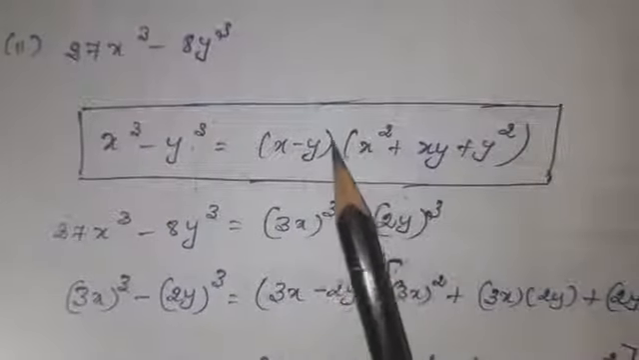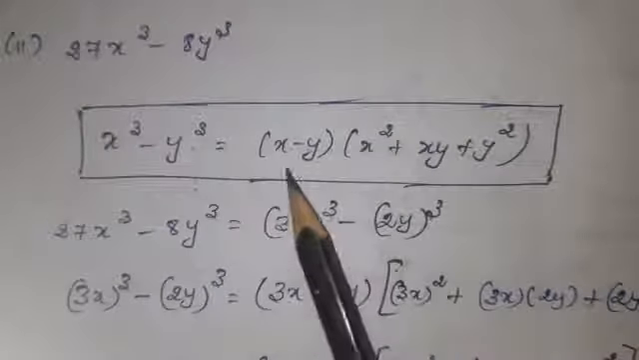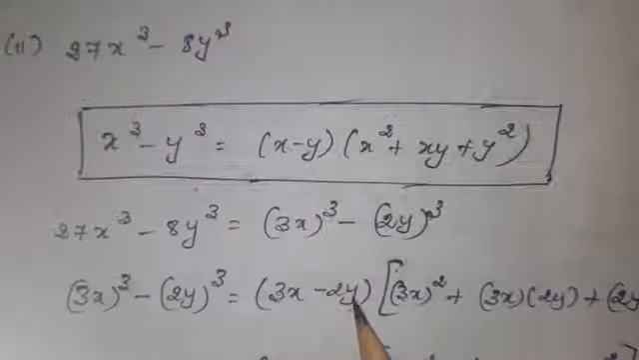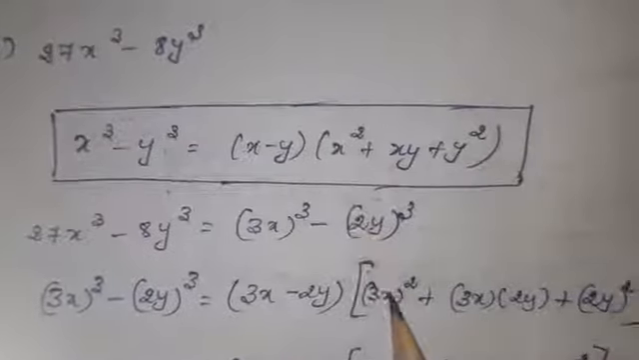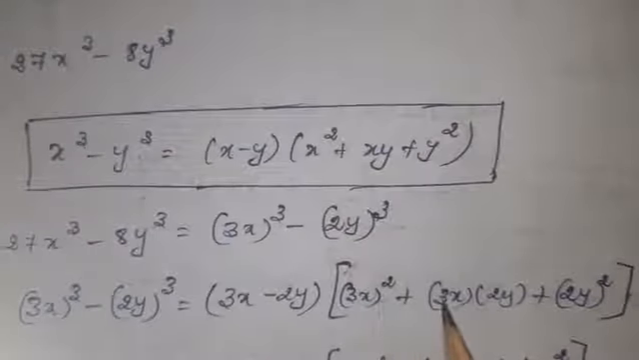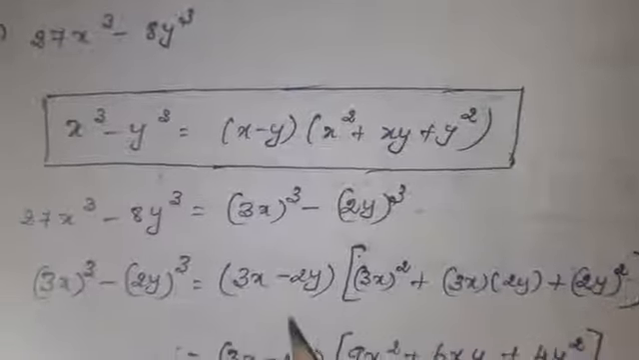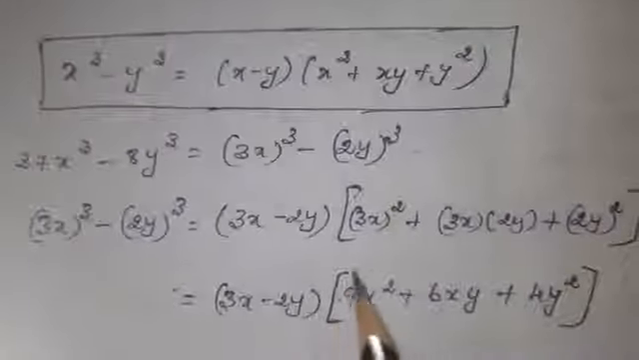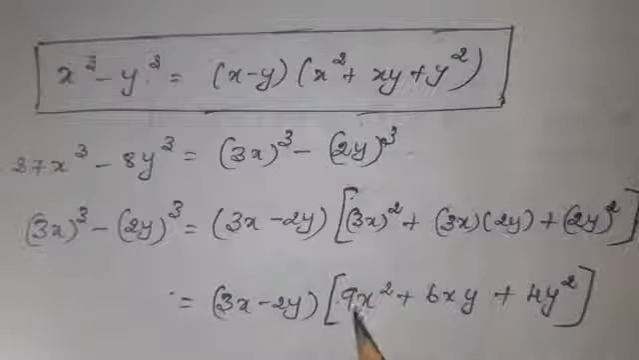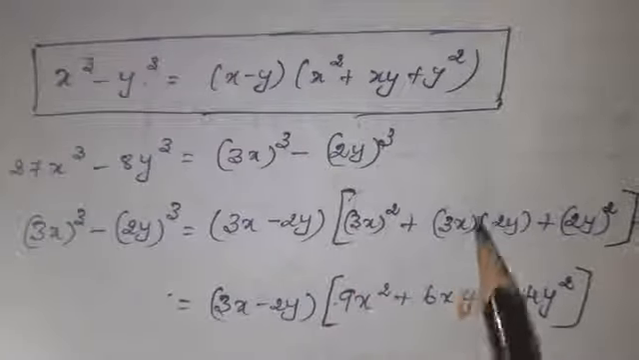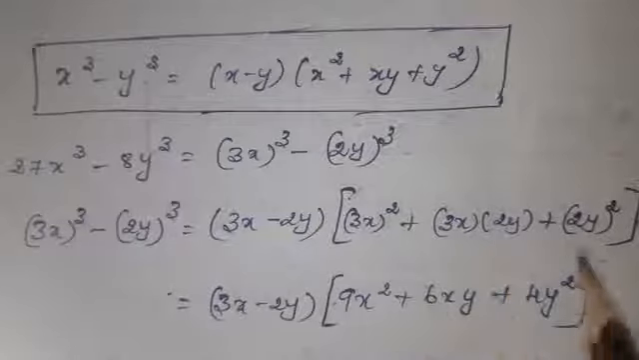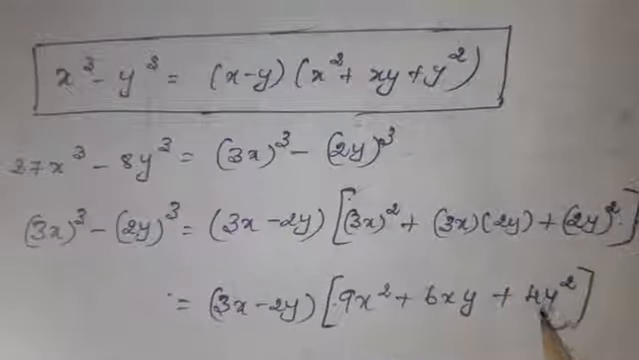According to this formula, you write it as x minus y is 3x minus 2y into 3x the whole square, plus x value is 3x, y value is 2y, plus 2y the whole square. 3x minus 2y into 3x the whole square can be written as 9x square plus 3 2s are 6xy plus 2y the whole square is 4y square.